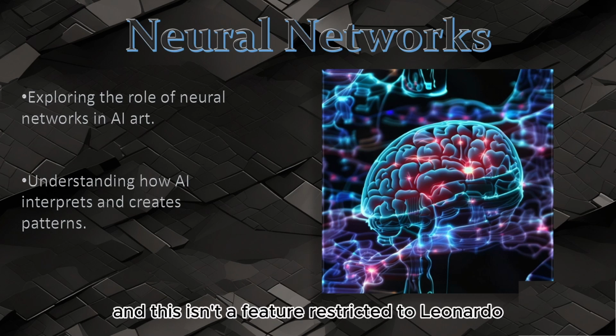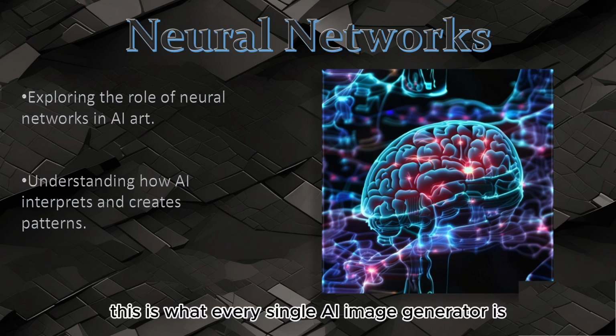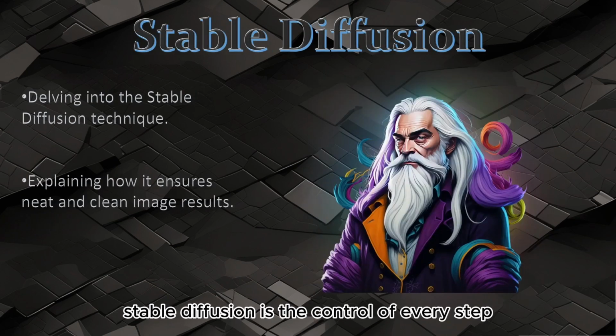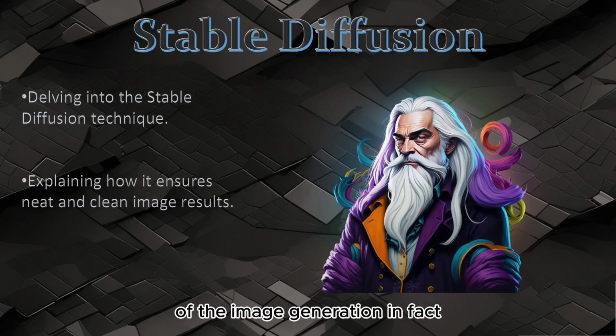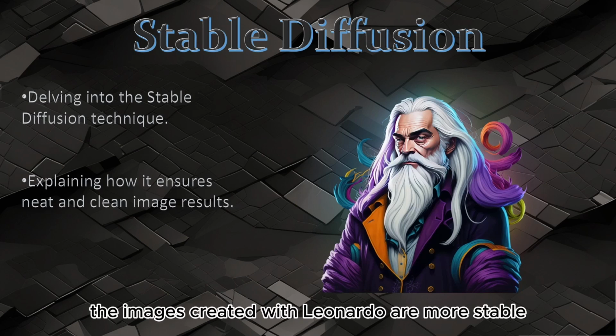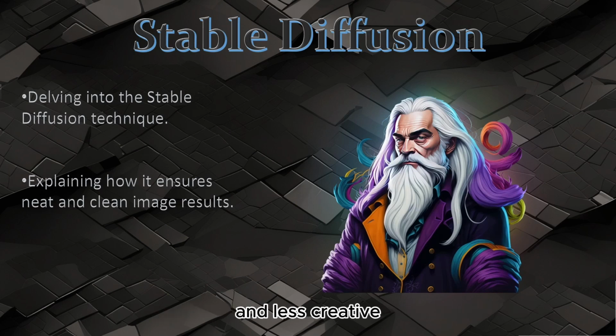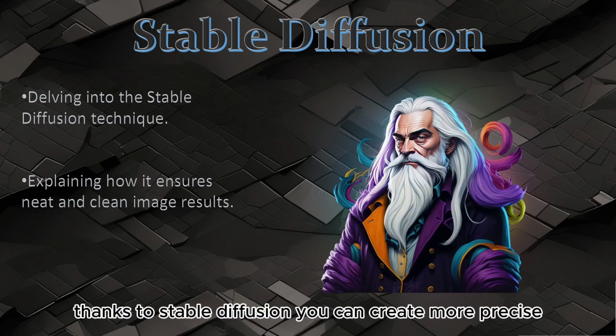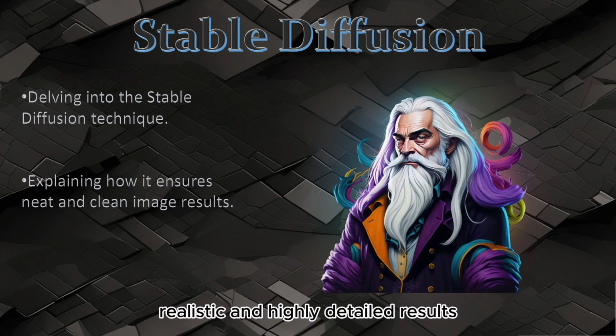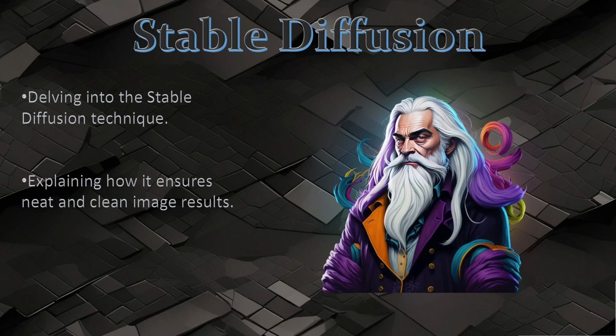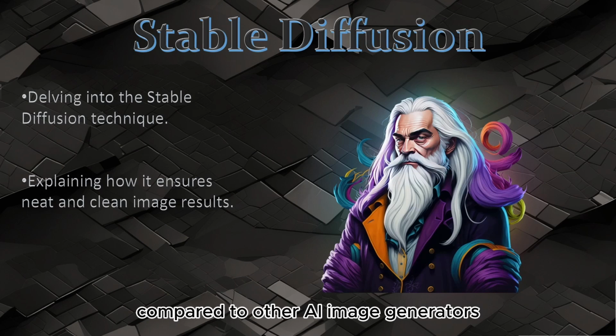And this isn't a feature restricted to Leonardo. This is what every single AI image generator is. Stable Diffusion is the control of every step of the image generation. In fact, the images created with Leonardo are more stable and less creative than, for example, the ones created by Midjourney. Thanks to Stable Diffusion, you can create more precise, realistic, and highly detailed results compared to other AI image generators.